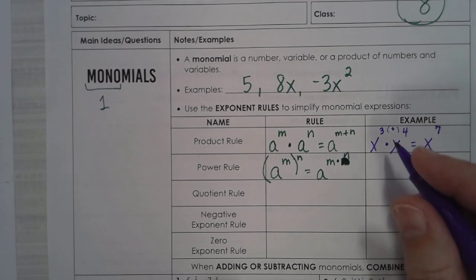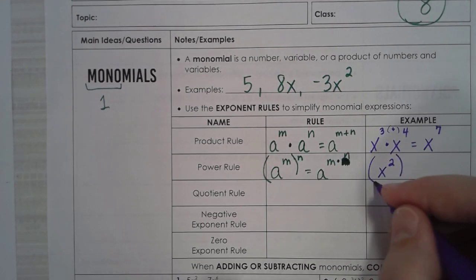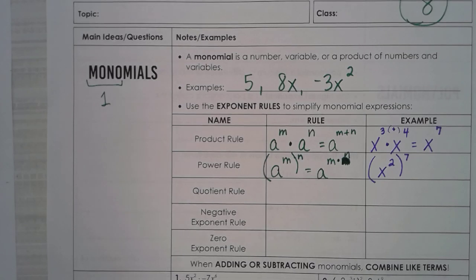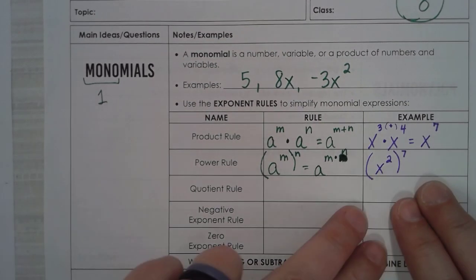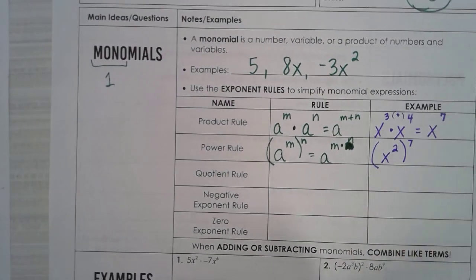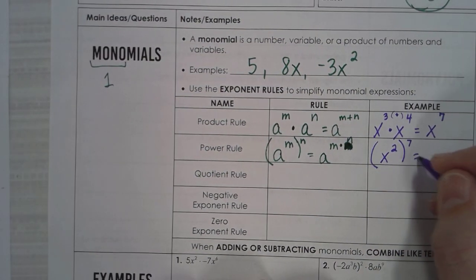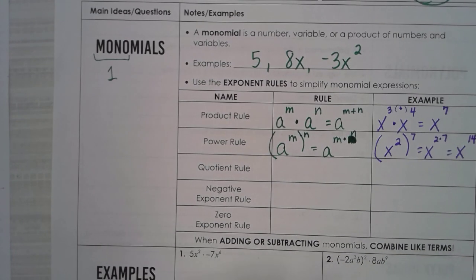For example, if we took x to the 2nd power and then we took that whole thing and raised it to the 7th power, that means we're taking x squared times x squared times another x squared times another x squared times another x squared, and we're going to multiply that so many times it's going to be x to the 2 times 7 power, which gives us x to the 14.